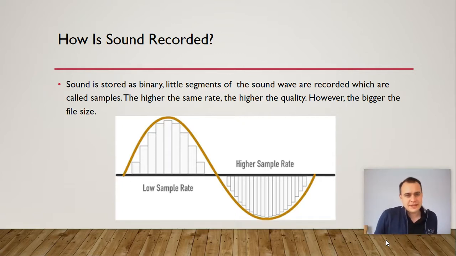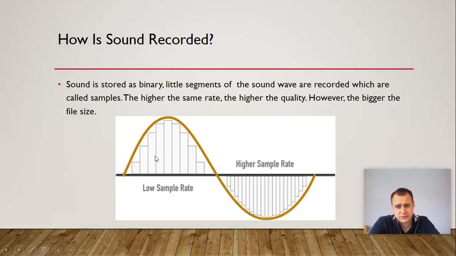So basically, sound is stored in binary, and little segments of the sound wave are recorded, which are called samples. The higher the sample rate, the higher the quality. If you look at this picture here, I've got a low sample rate. So I'm only recording the elements of the sound wave when you see a straight line on the bar. So I've recorded here, here, here, here, and so on.